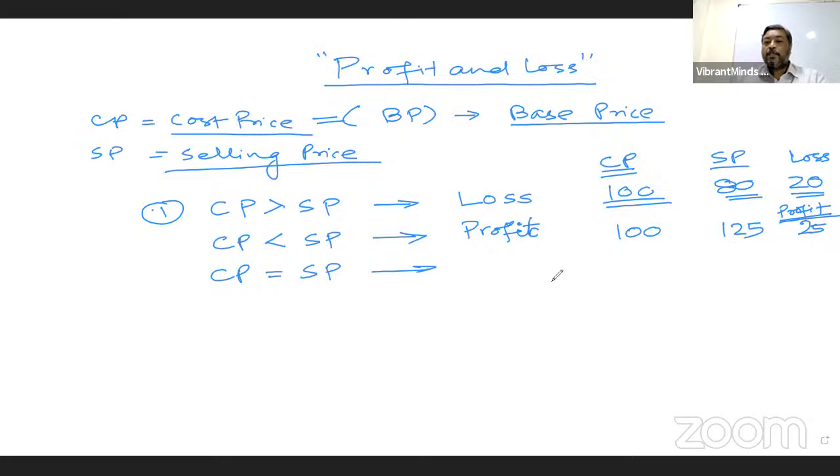And when cost price is equal to selling price, we have no profit, no loss. Because investment is 100 and return is also 100. And when investment is equal to return, we have no profit, no loss. Is it clear?